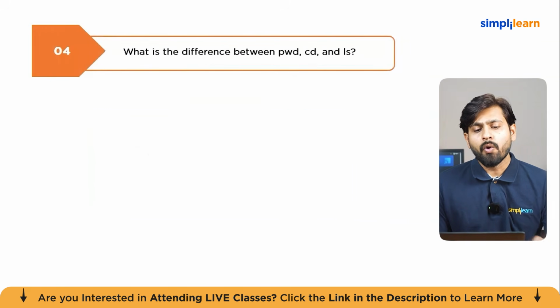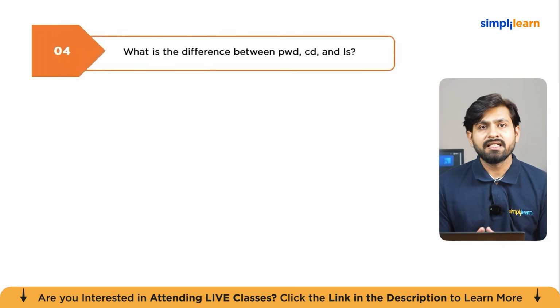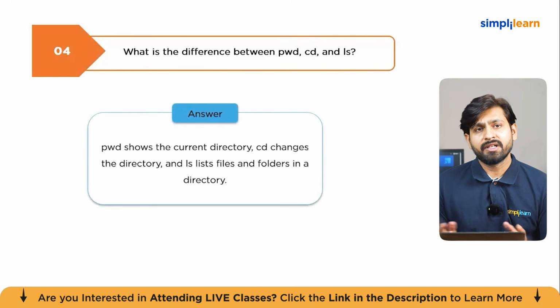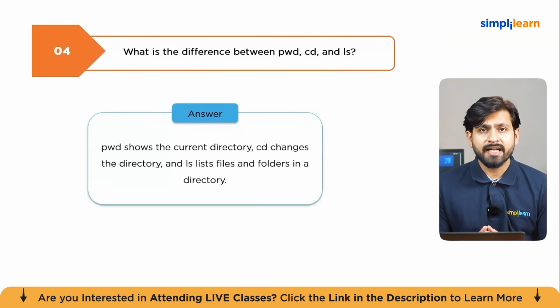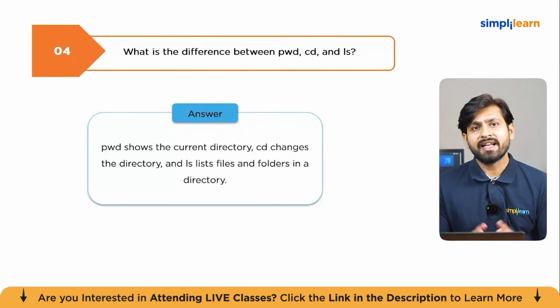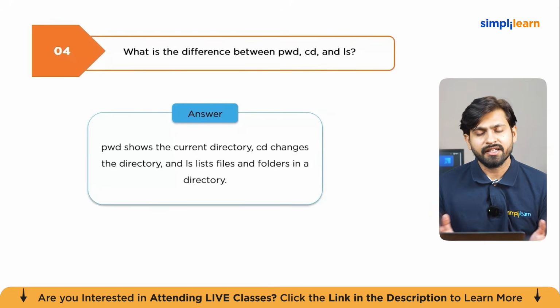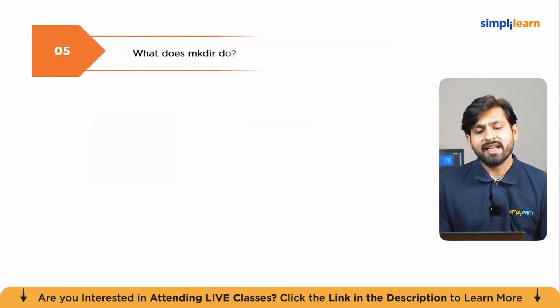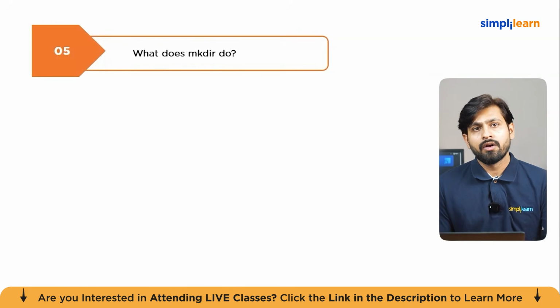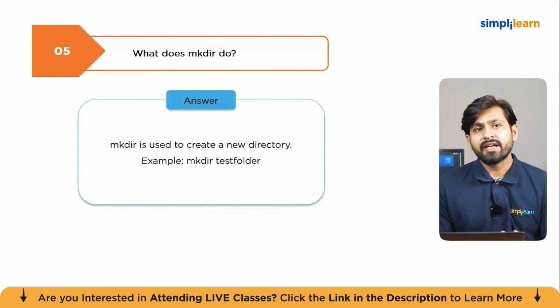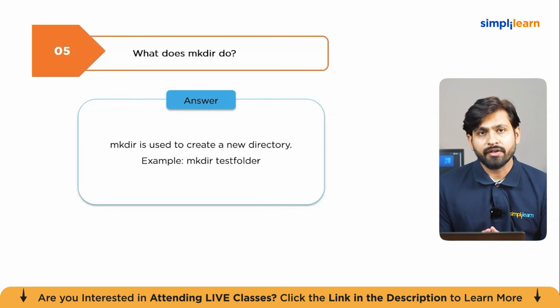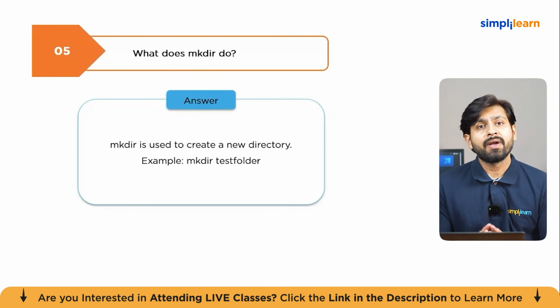Next question, what is the difference between pwd, cd, and ls? You can pause the video and think of the answer. The answer is pretty simple. pwd shows the current directory, cd changes the directory, and ls lists the files and folders in the directory. Now let us discuss the next question. What does mkdir do? mkdir is used to create a new directory. For example, you will type mkdir demo folder and it is going to create a directory called demo folder.